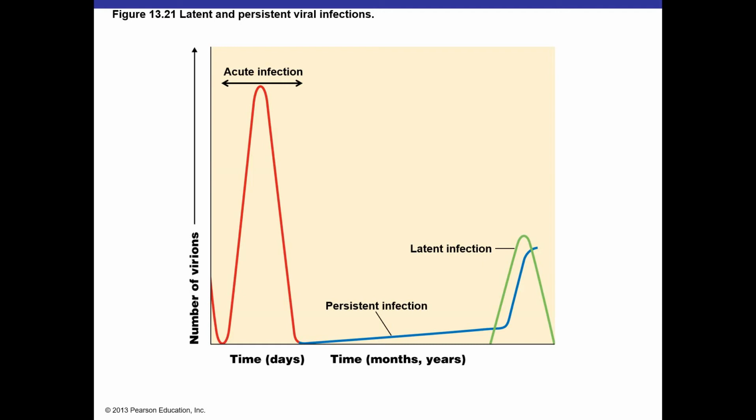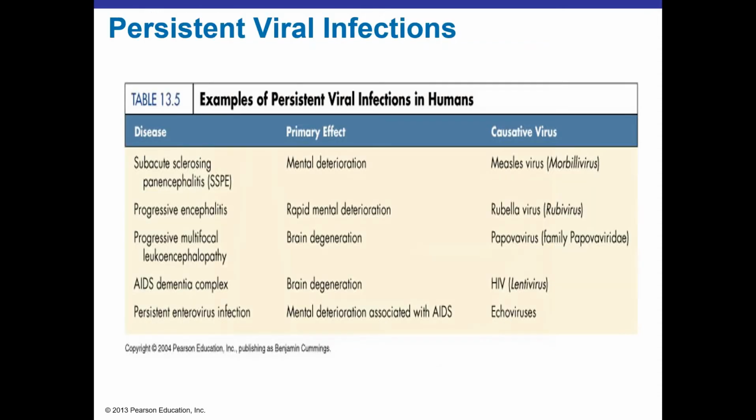With latent infections, it appears like it's gone away, it's hiding out in the genome, but then you have these peaks. It doesn't have to be just one peak. You can have it go into periods of remission for a while, then start to express. And so the latent viruses can have a cyclic nature where they have periods of latency and expression.